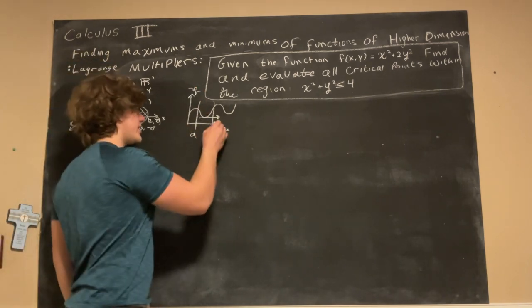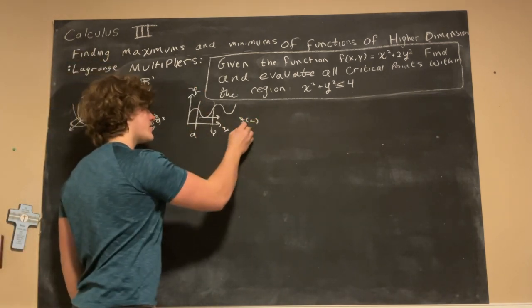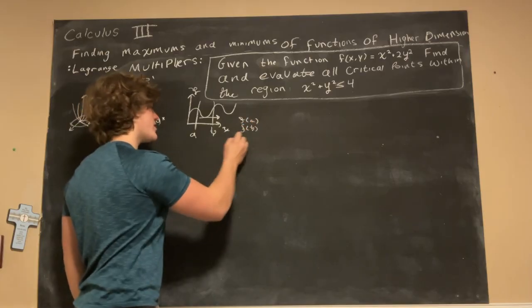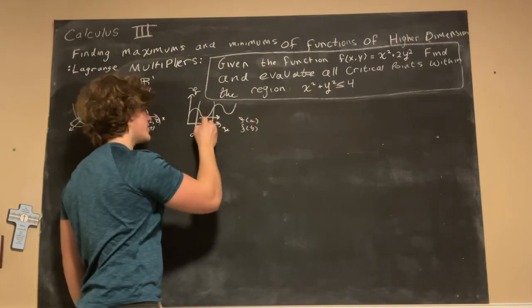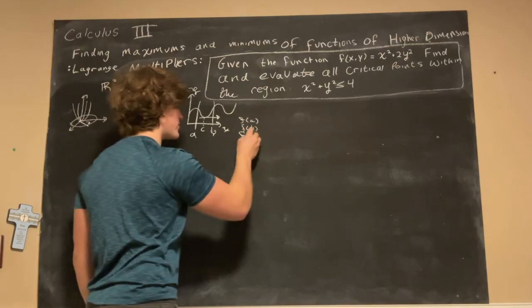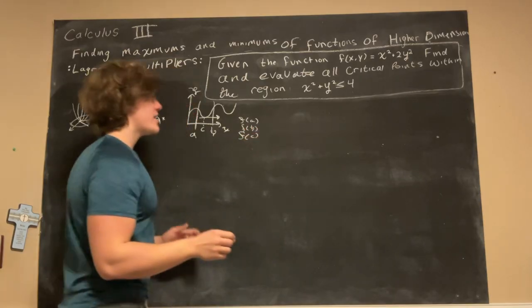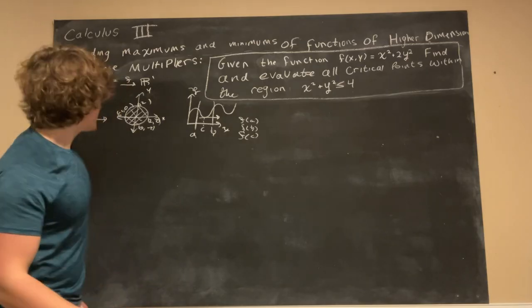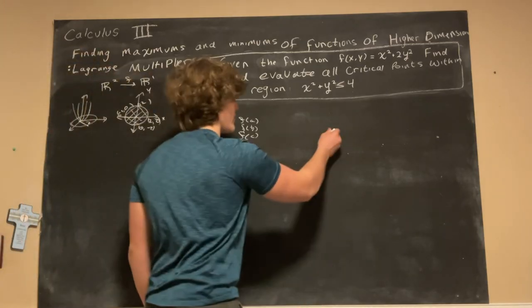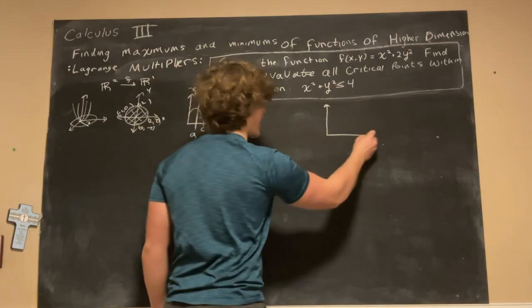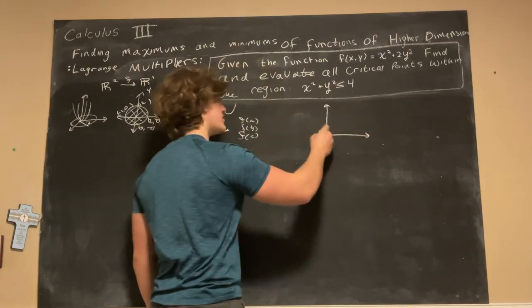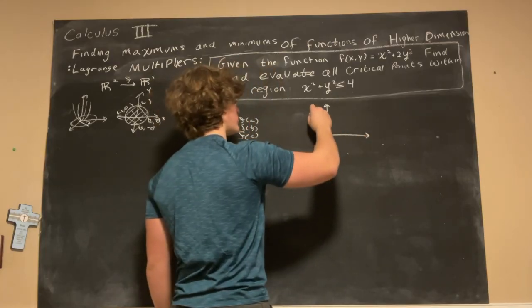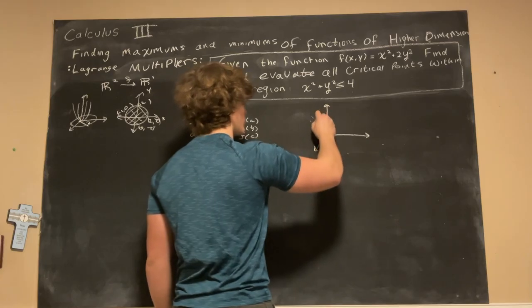So we have to plug in f of a, f of b, and let's say that this point is just c, so we have to plug in f of c as well. We must plug them all in to find our maximum and minimum values. Now, let's look at our function that we have today. It looks something like this, where they all go down.